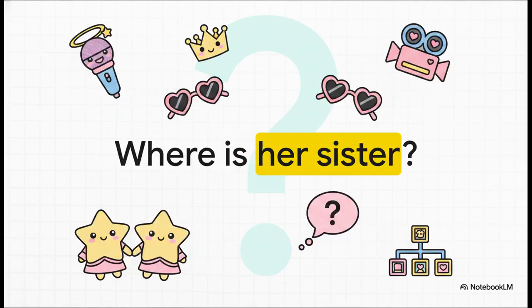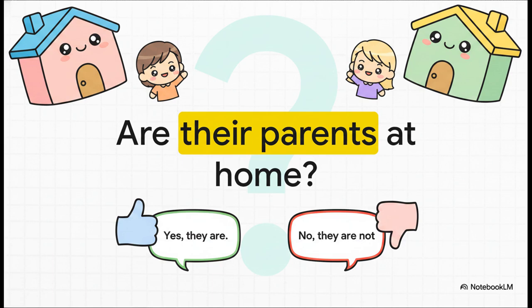Great job. Okay, let's try one with "her." Think of a famous woman, maybe an actress or a singer that you like. Where is her sister? Now, you might not know the answer, and that's okay. The important thing is just to practice making the sentence. And for our last practice question, think about your neighbors. Are their parents at home? You can answer, "Yes, their parents are at home," or "No, they are not."